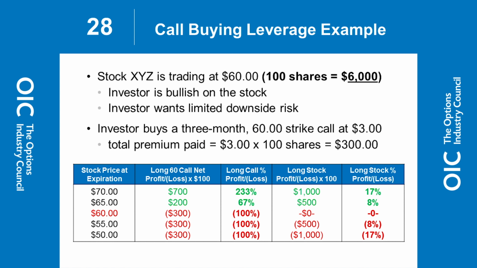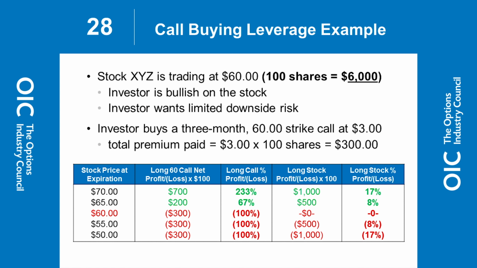And here's where that leverage works. If the stock stays where it is, at $60, we will not have made or lost any money on the shares. We would, however, have lost our entire investment, the $300 that we spent when we bought the option. So when it comes to the profit and loss on the option, we lost 100% of our investment. We lost that $300, whereas we didn't lose anything on the stock.